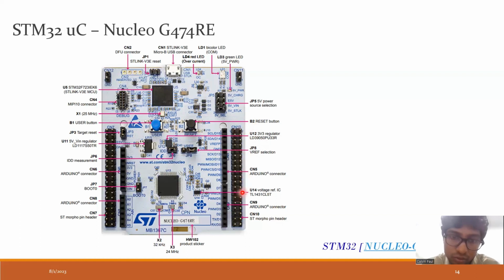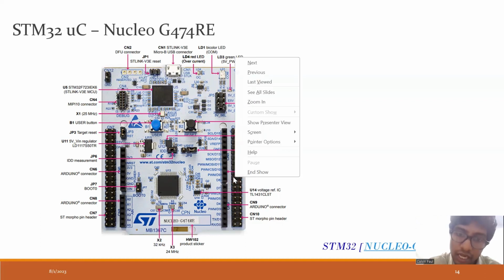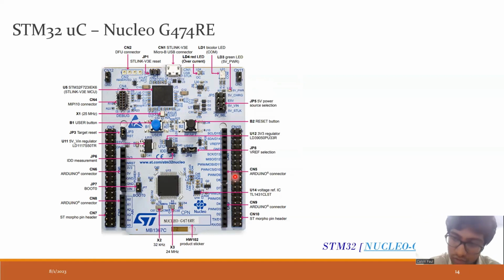Let us say this pin, I will program it to work as an input. So I will give an analog input signal over here. That will go to the ADC of the microcontroller, and the microcontroller will sample it and convert it into digital data. So that is a microcontroller that has various advantages.